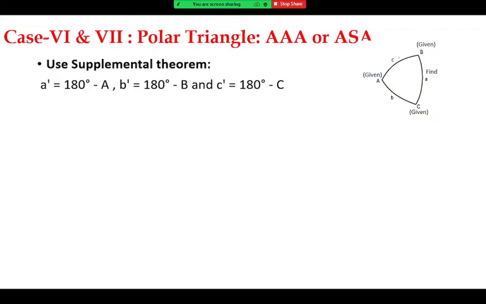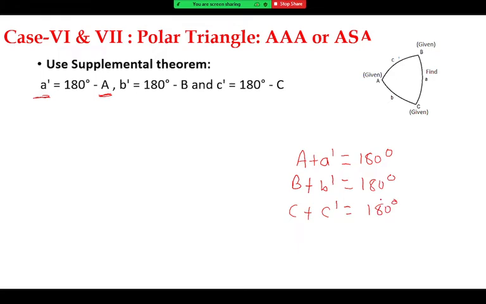We will take this right now without proof, but yes, we can prove it with geometry: the angle A and the side A dash of the original triangle and the polar triangle always sum to 180 degrees. So we can write these equations: A plus A dash is 180 degrees, B plus B dash is 180 degrees, C plus C dash is equal to 180 degrees.